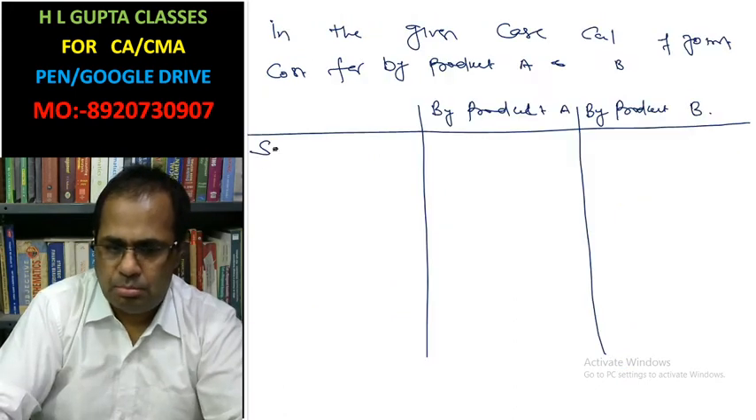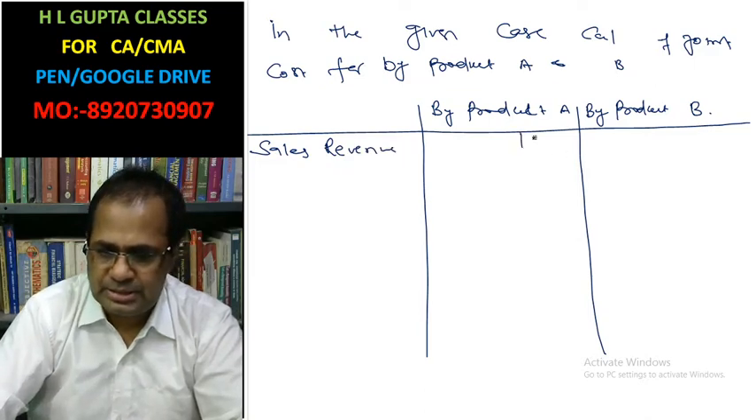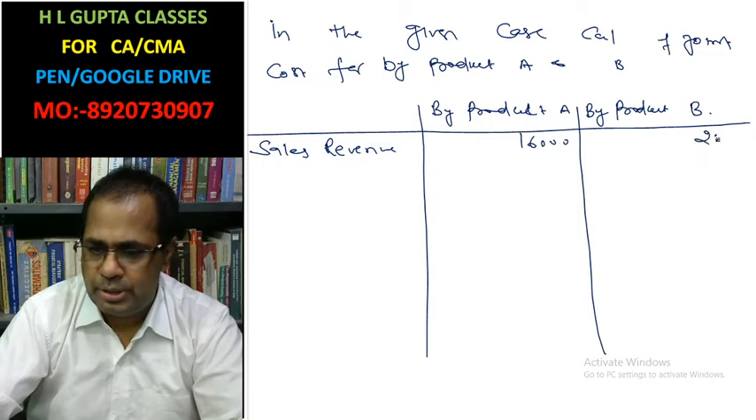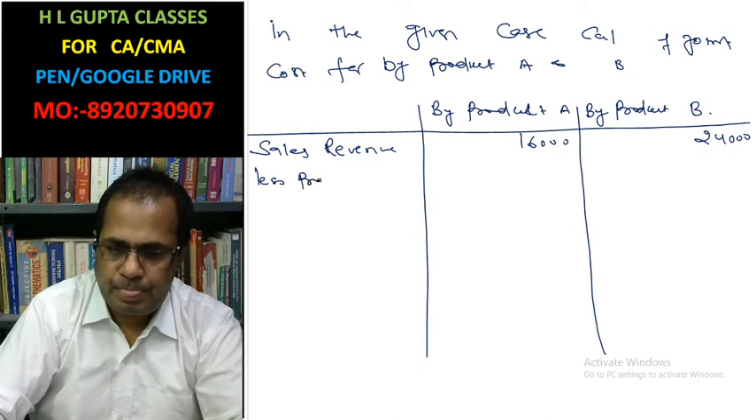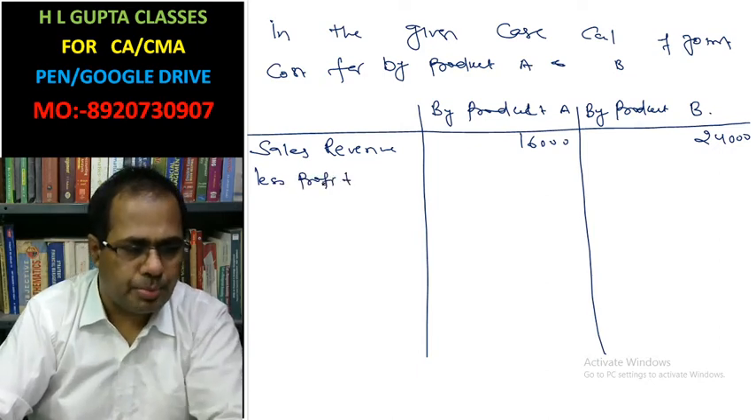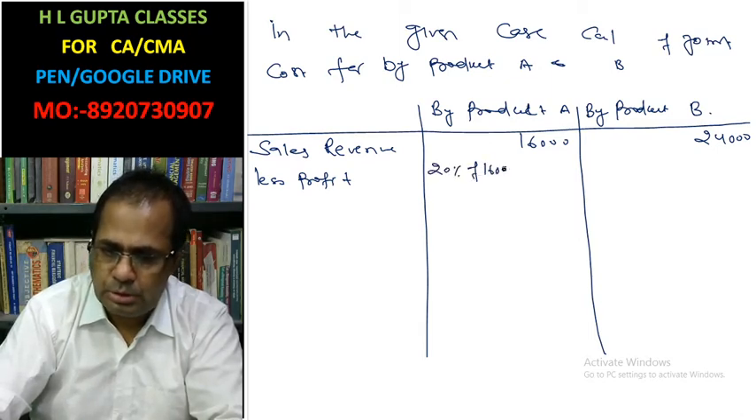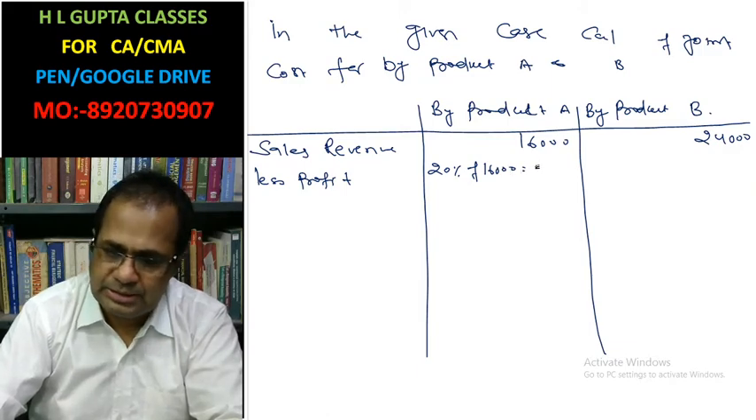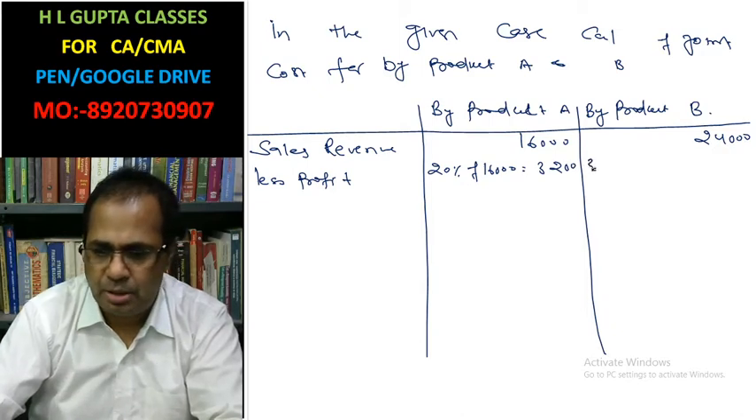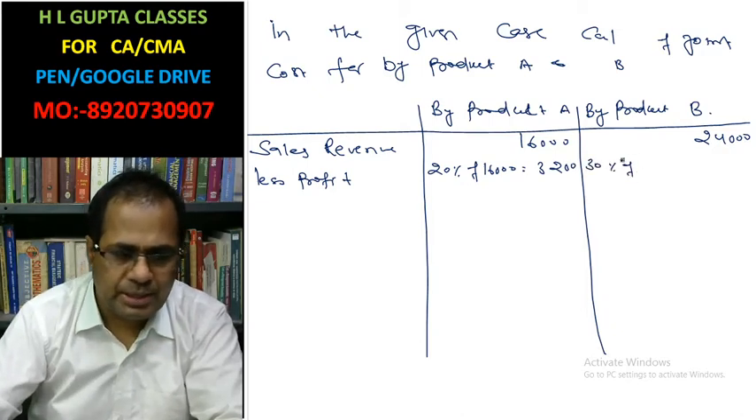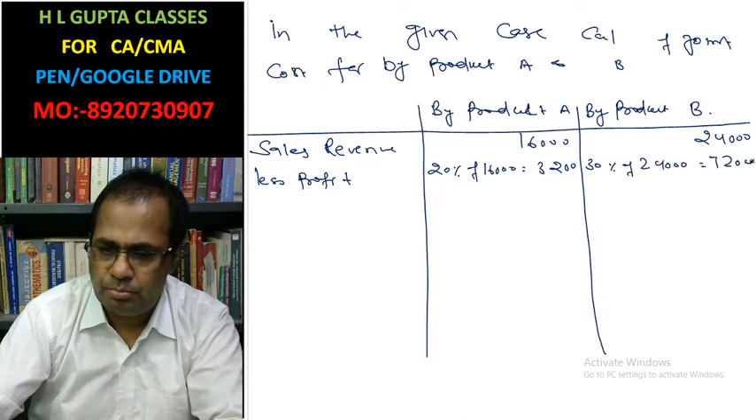So here, sales revenue is 16,000 and 24,000, less profit. 20% of 16,000 is 3,200, and 30% of 24,000 is 7,200.